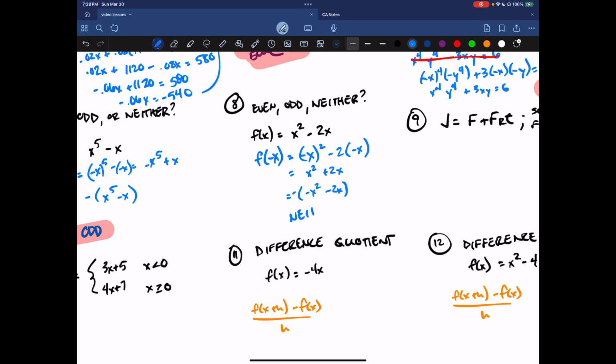So like I said, this is the beautiful thing about even, odd, or neither: it's a quick test. You'll know really quickly if it's even, and then just as quickly you'll know if it's odd. And if it's not either one, then it's just simply neither.